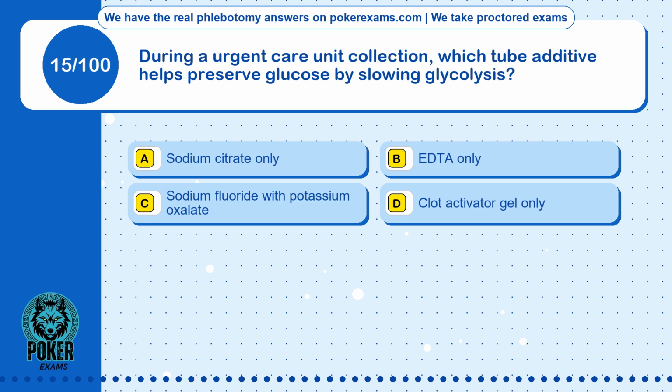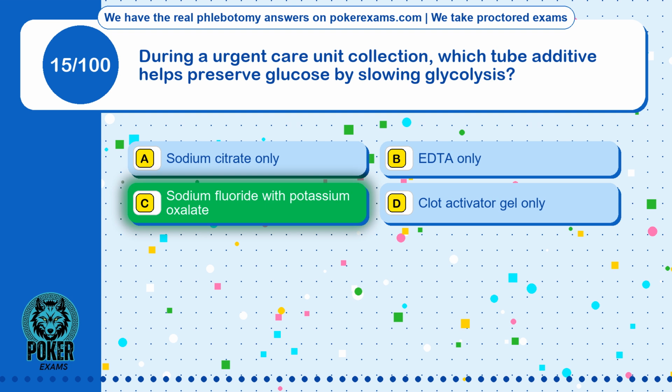Question 15. During an urgent care unit collection, which tube additive helps preserve glucose by slowing glycolysis? Option A, sodium citrate only. Option B, EDTA only. Option C, sodium fluoride with potassium oxalate. Option D, clot activator gel only. The correct answer is option C.